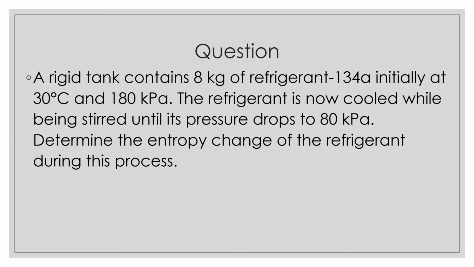A rigid tank contains 8 kg of refrigerant 134A initially at 30 degrees C and 180 kilopascal. The refrigerant is now cooled while being stirred until its pressure drops to 80 kilopascal. Determine the entropy change of the refrigerant during this process. So from this question, we will use the refrigerant property table and the pressure drop, and we need to determine the entropy change.